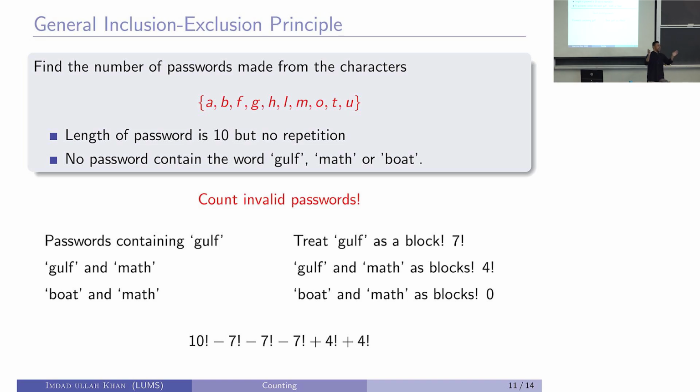So now I have 7 characters: X, and then A, B, H, M, O, T, right? So I have 7 characters. How many passwords are there that can be made of length 7 from these 7 characters, with no repetition?